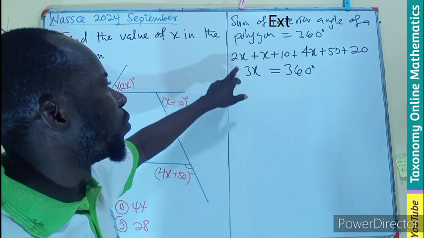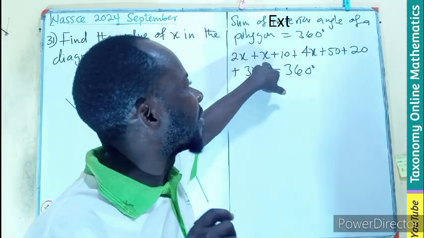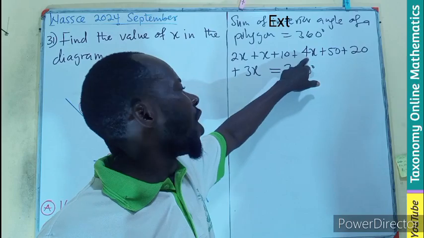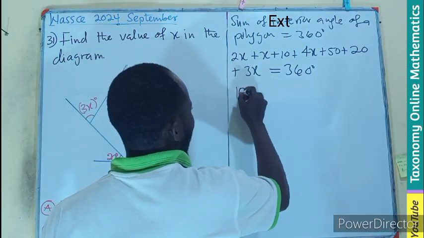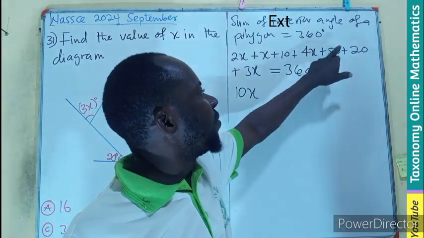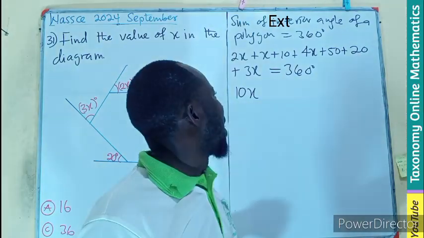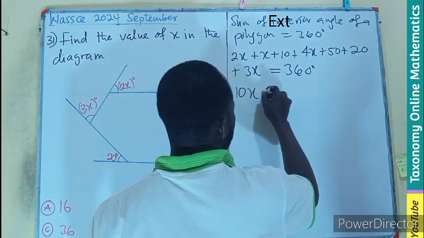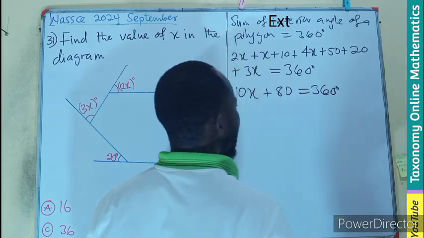So the left side is made up of variables and constants. So we can add the variables. 2x plus 1x, that will be 3 of the x. Plus 4, that will be 7 of the x. Plus 3, that will give us 10 of the x. Then 10 plus 50, that will be 60. Plus 20, that will give us 80. So plus 80 equals 360 degrees.